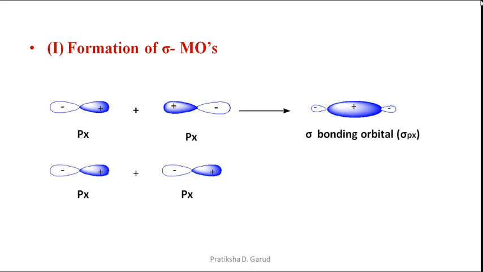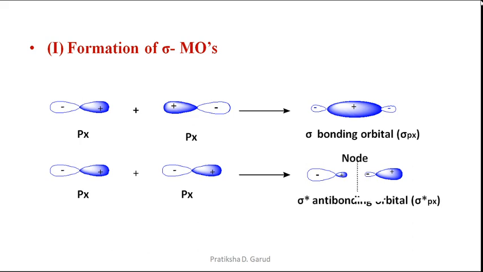But what is the difference? In the combination they are having the different sign. One px orbital is having a plus sign, another is having a minus sign, and when they undergo combination, what will happen? There will be a repulsion due to the opposite sign, and due to repulsion there will be formation of the node, which is shown like this. So there is a formation of a node, and such type of orbitals are known as the anti-bonding molecular orbitals, and they are having symbol sigma asterisk, and for the px orbital it is written as sigma asterisk px. Okay, so this is the formation of the sigma MOs.